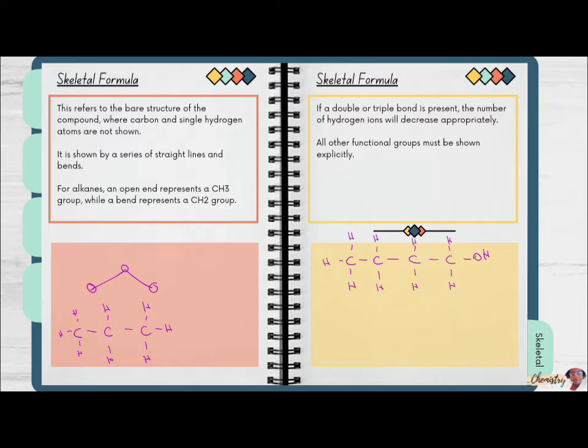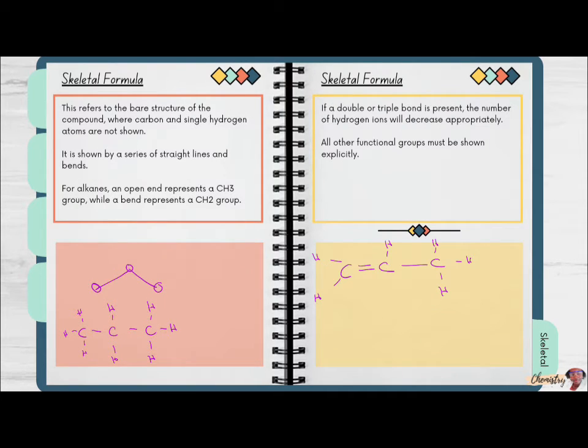Here we have the displayed formula of 1-butanol. To draw its skeletal formula, let's start with our first line. This would represent carbons 4 and 3. This would include carbon 2, and once we add that other line, we have our carbon 1. Because at the end of this carbon, we have that OH group, we have to write it in.